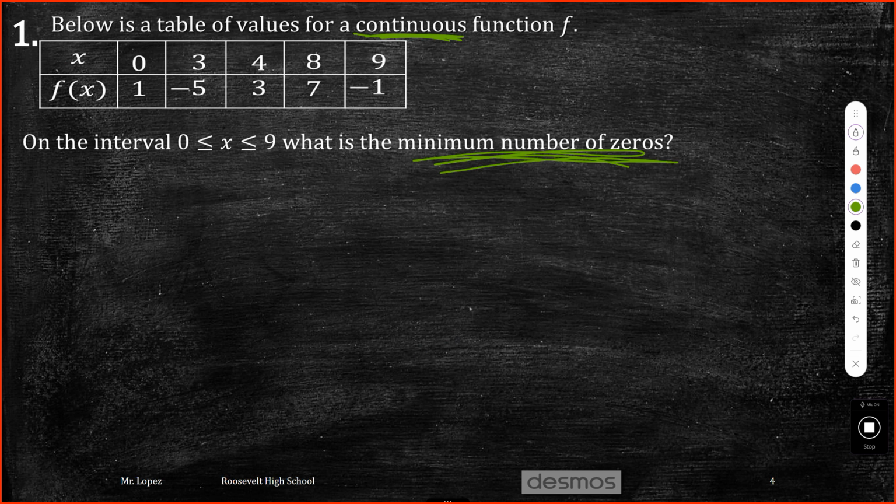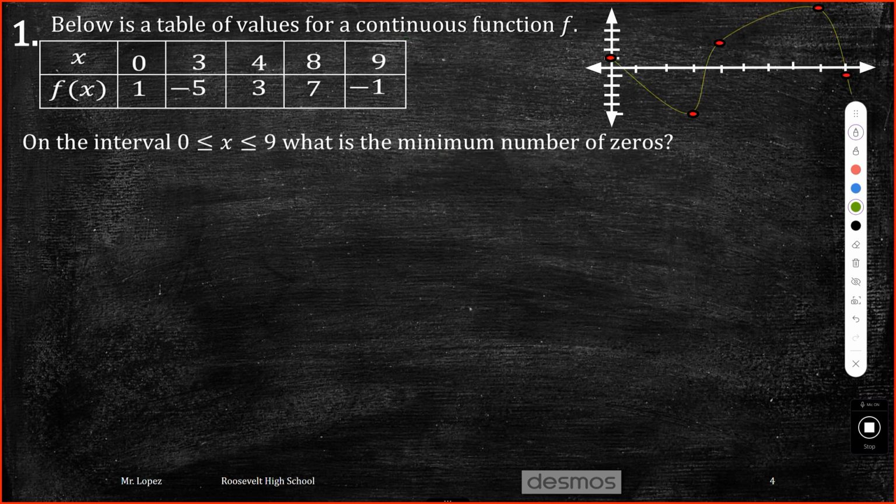What you could do whenever you're getting something like this is just do a rough sketch of what's happening here. Make a graph. So at x equal to 0, you're at 1. At 3, you're at -5. At 4, you're at 3. At 8, you're at 7, and then at 9, you're at -1. And continuous means, what was that definition, that you can draw a curve without lifting your pencil. So it's continuous.